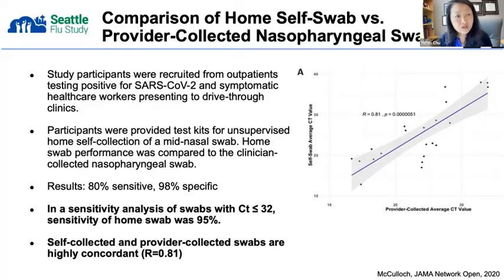And if you looked at those with higher viral loads or lower CT values, cycle threshold values, the sensitivity of home swabbing was 95%. So again, demonstrating that home swabbing for these novel pathogens is an effective path forward for pandemic surveillance.